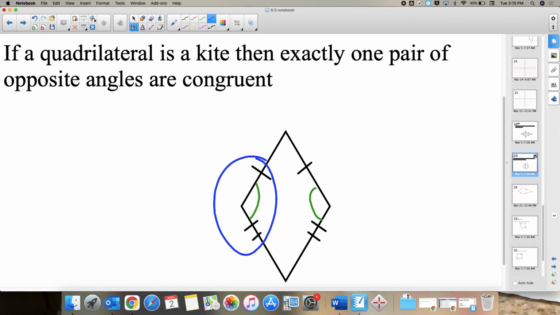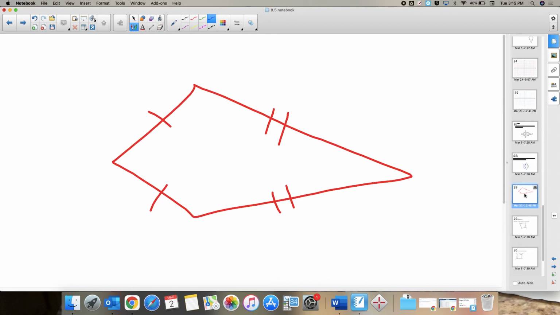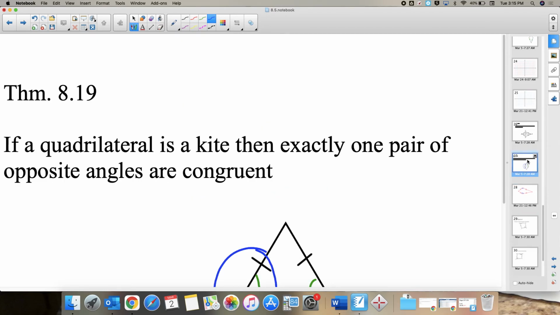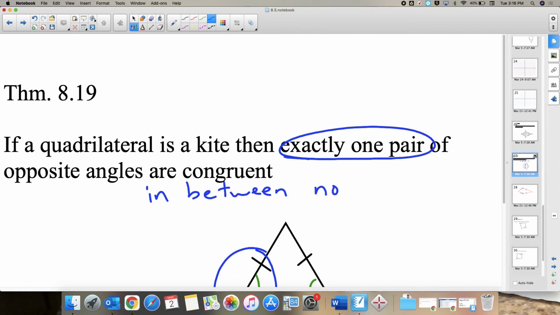Right? I'll put this back up there in a sec, but if you look, so if I'm finding my non-congruent sides, the angles made by my non-congruent sides, that would be this angle and this angle. Those angles are congruent in your kite. So there is exactly one pair of opposite angles that are congruent. They are in between the non-congruent sides.